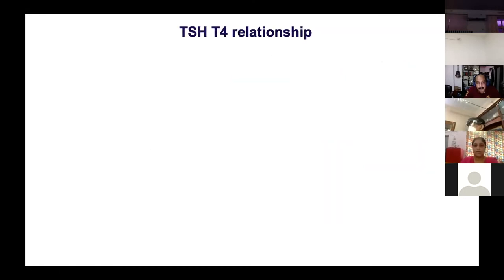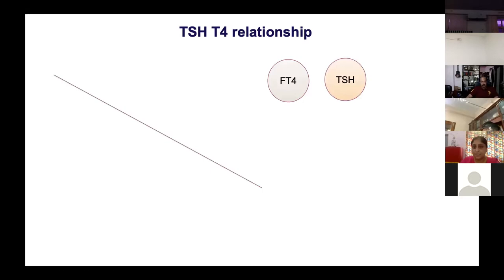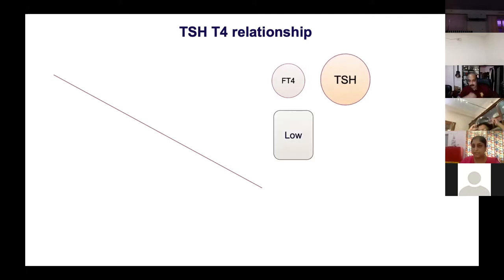So what is the relationship between TSH and T4? As common sense says, it's an inverse relationship between T4 levels and TSH. And as I said, small changes in T4 cause very exponential changes in the TSH in the opposite direction. So what happens if the levels of T4, thyroid hormones, are low and the TSH levels are high? So think of hypothyroidism as the cause.